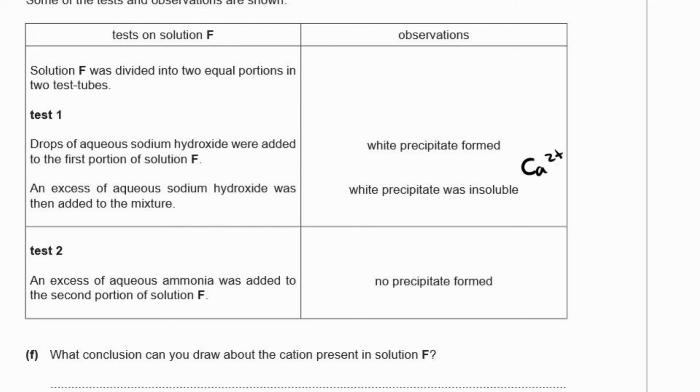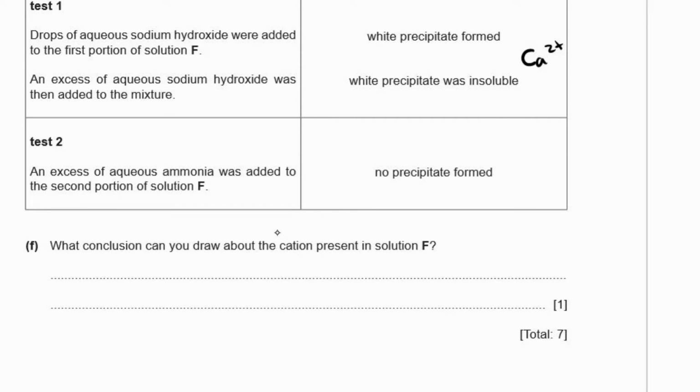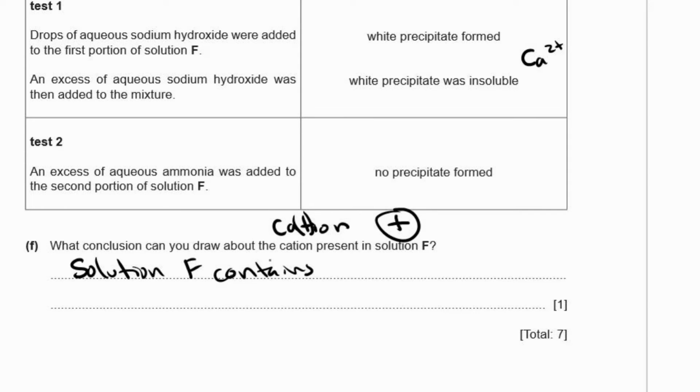So what conclusion can you draw about the cation present in solution F? And the way that I always remember with cation, we have CATION, putting brackets around the T. A T looks an awful lot like a plus. So this is a positive ion. So you could say solution F contains, we talk about the cation, so it's a calcium ion, or you can say Ca2+ ion. All right, there we go.